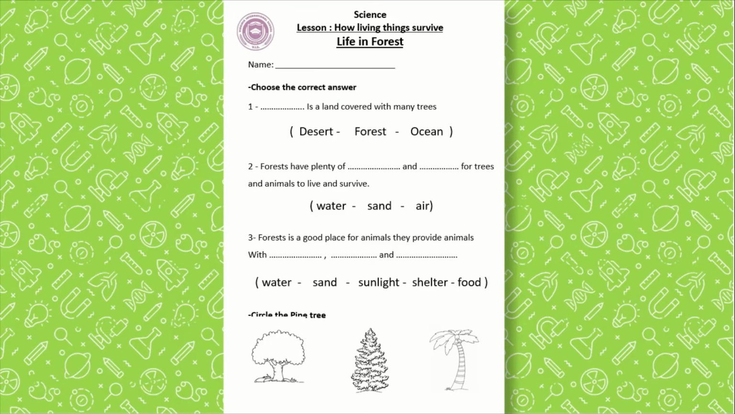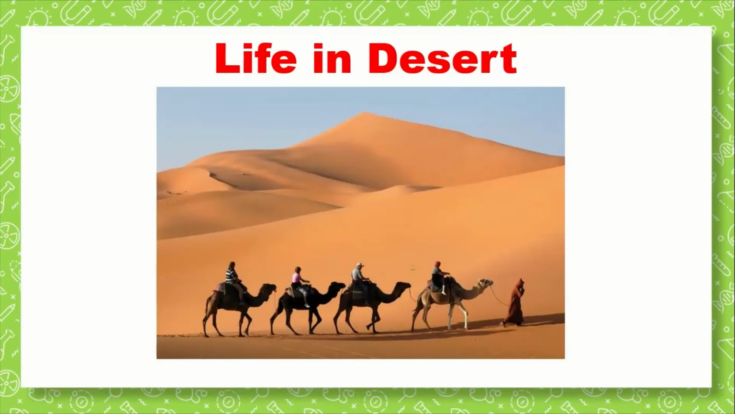Now let's solve this worksheet together. Question 1. What is a land covered with many trees? Forest. Correct. Question 2. Forests have plenty of water and air for trees and animals to live and survive. Question 3. Forest is a good place for animals. They provide animals with water, shelter, and food. Next question. Circle the pine tree. Correct.